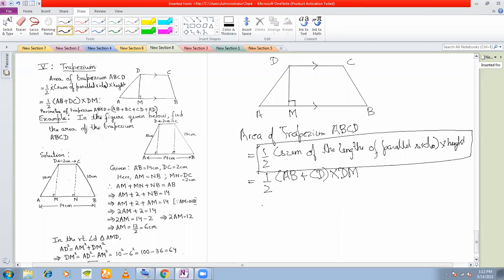Fine. And what is the perimeter? If you know all the lengths, you just add up the lengths, you will get the perimeter. So perimeter is AB plus BC plus CD plus AD. This is the perimeter of the trapezium.